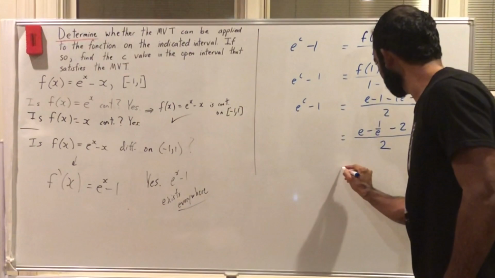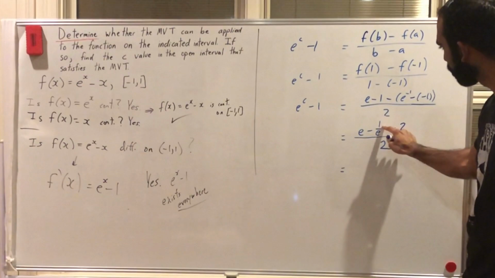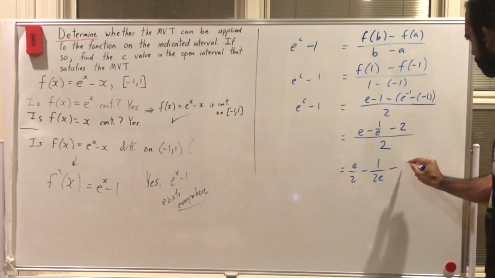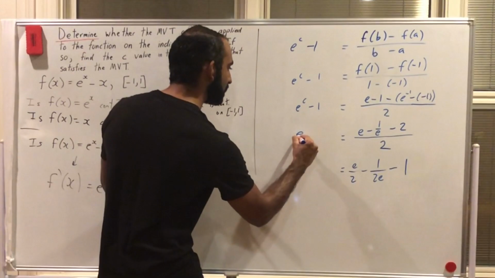Now I'm going to break this up even further. I'm going to break this up into three fractions. e over 2, 1 over e all over 2, and then 2 over 2. Okay. e over 2, minus 1 over 2e, minus 2 over 2, which is just 1. And of course, on the left side, I got e to the c power minus 1.